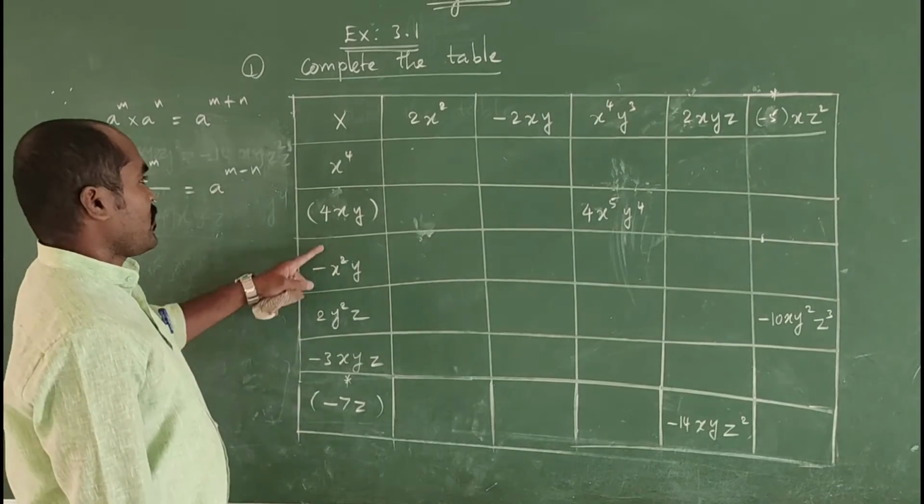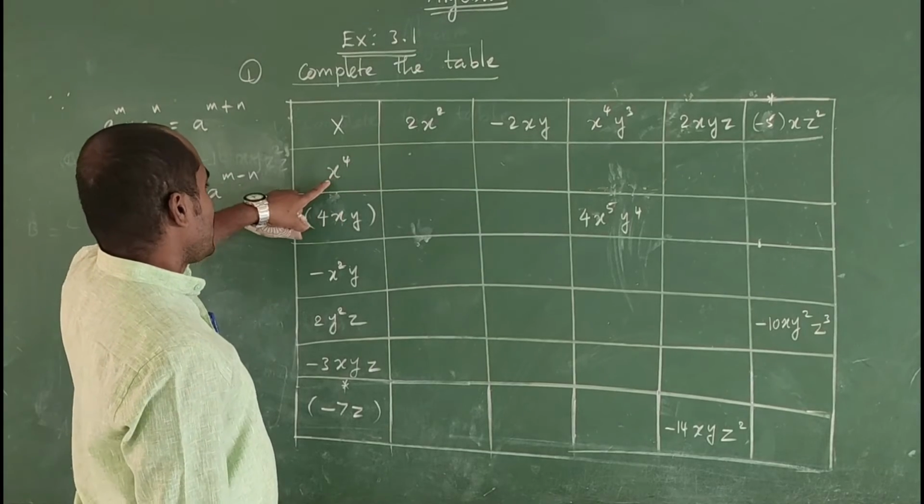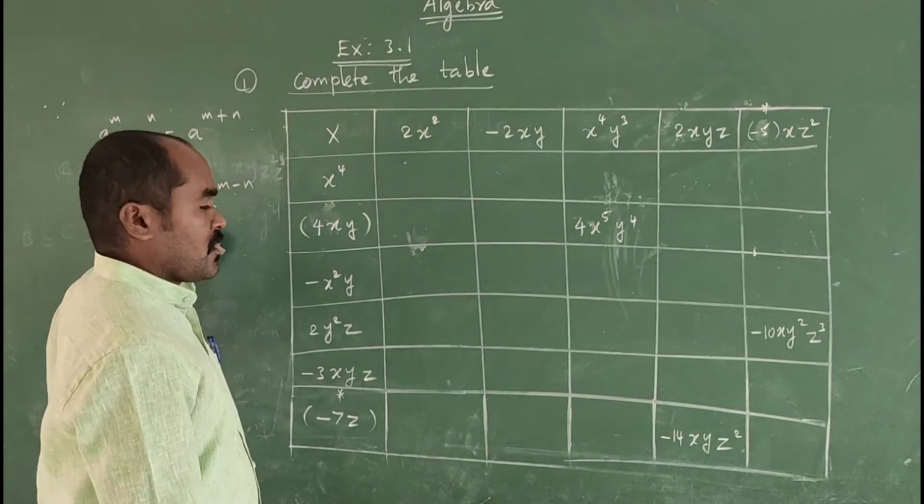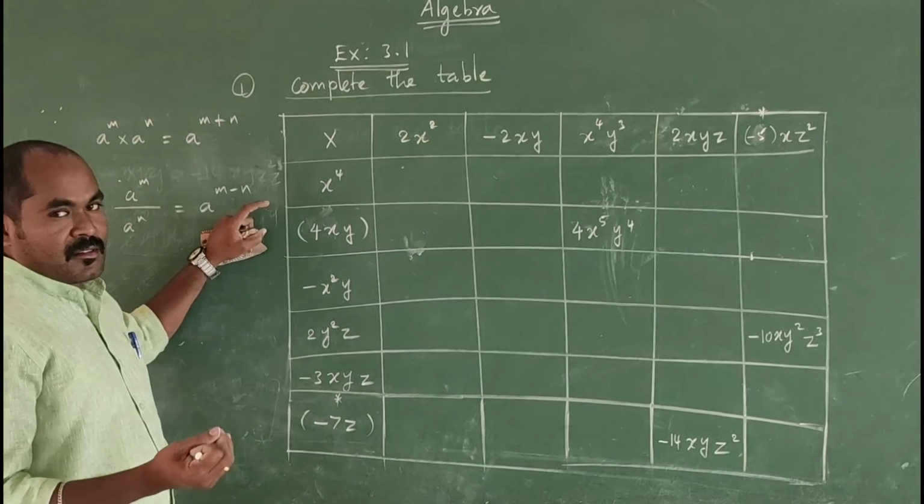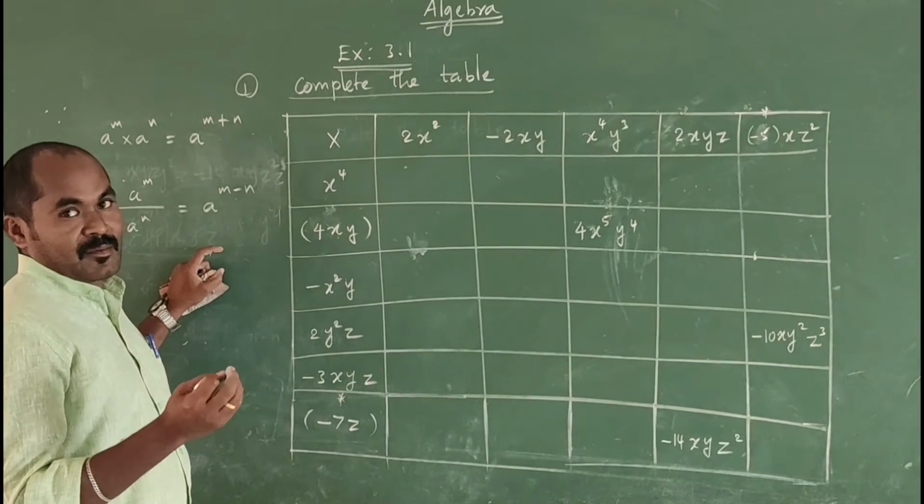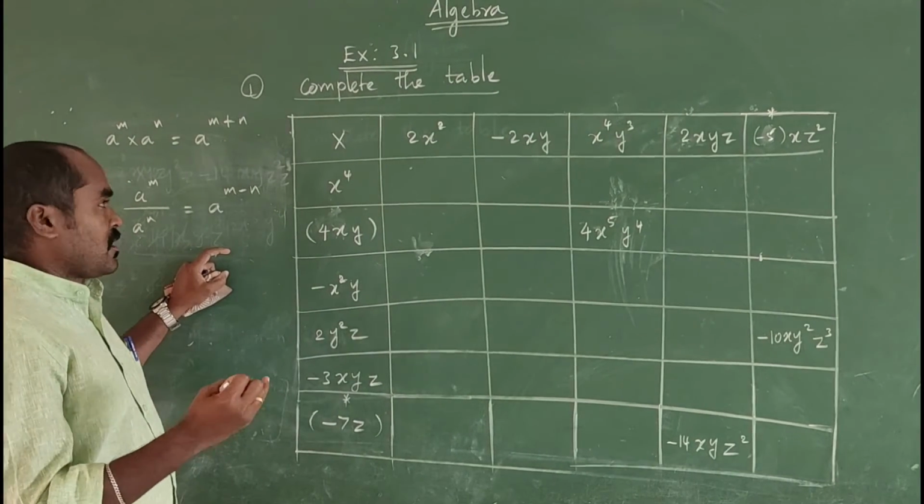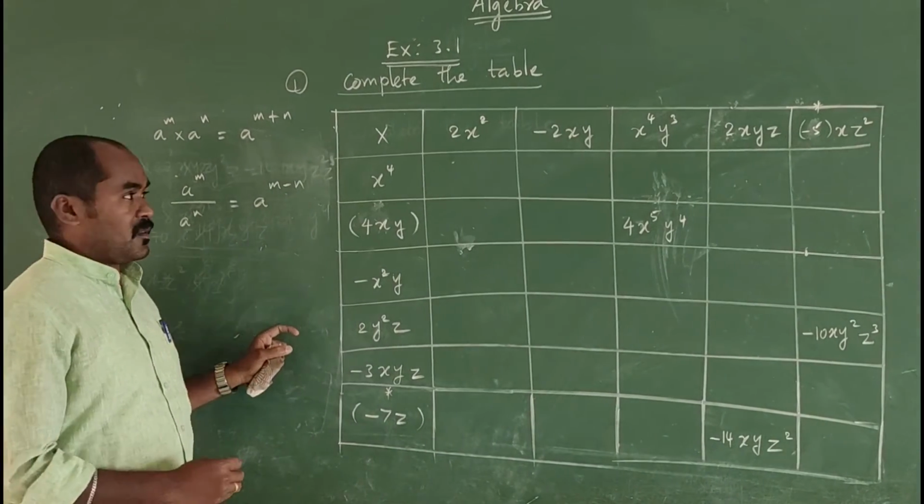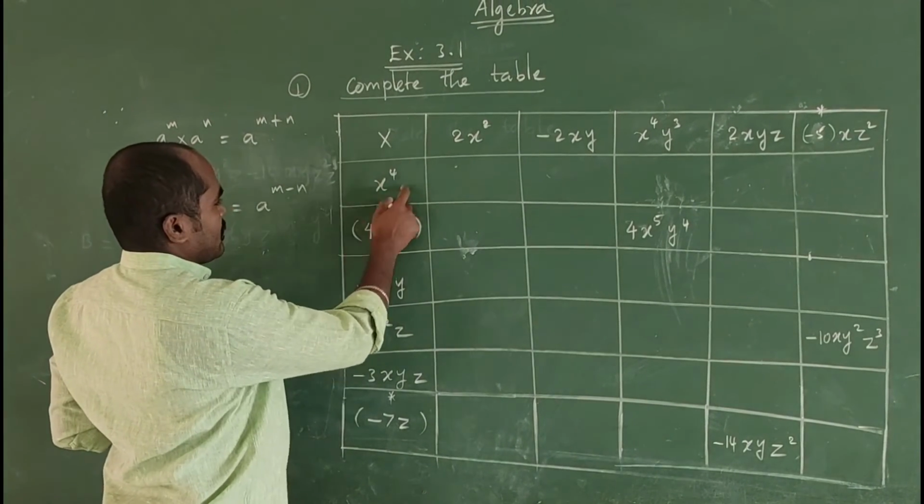So now we fill each box. So here x power 4, here 2x square. Already I told you there are 3 steps in multiplication. One is sign, another one is coefficient multiplication, last one is variable. So what is the sign here?